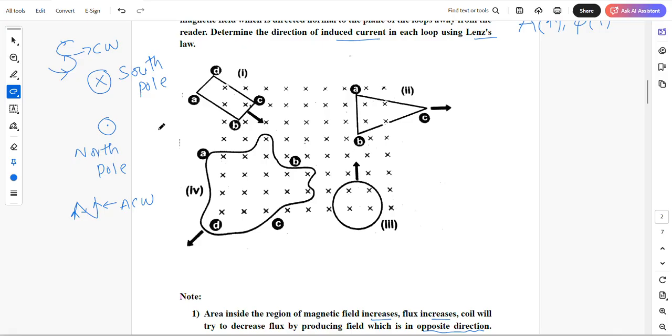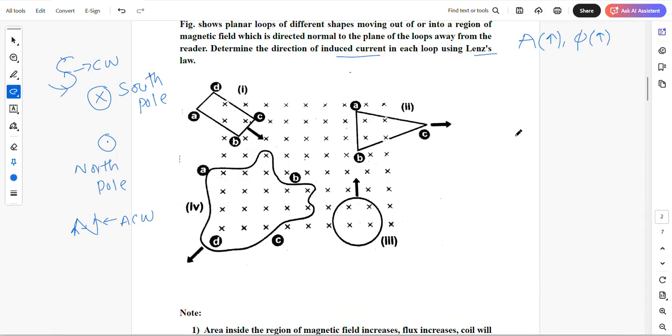Induced current. Now here area is increasing. If area increases, flux increases, therefore it will produce a field which is in the opposite direction. This is B induced. In the case of north pole, we know that the direction of induced current will be in the anti-clockwise direction.